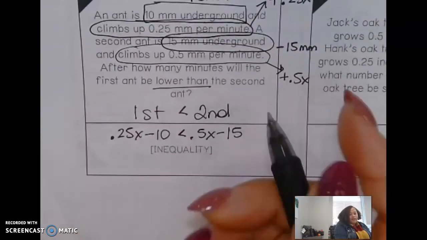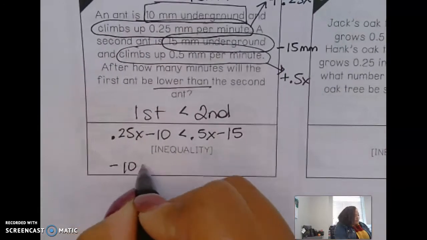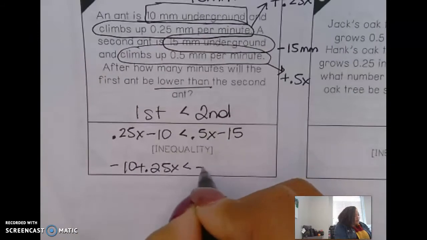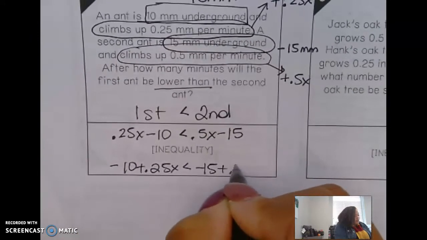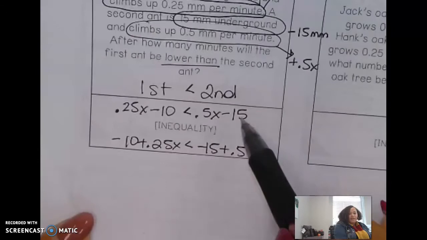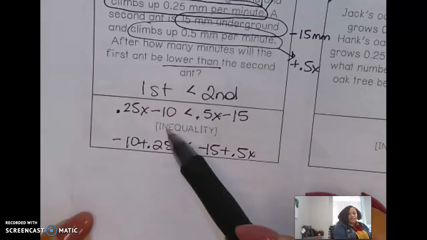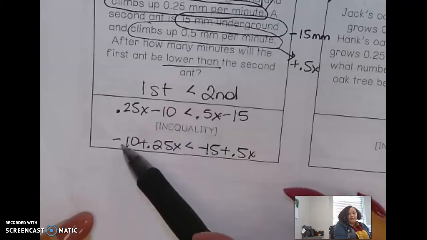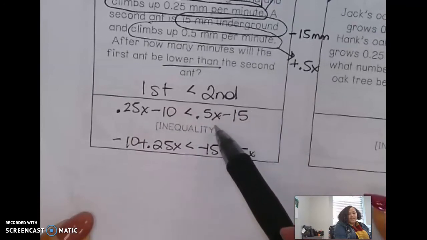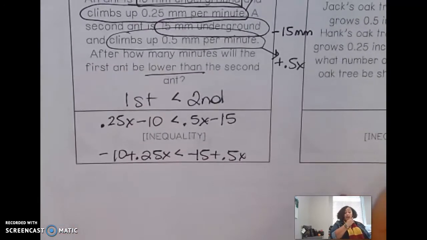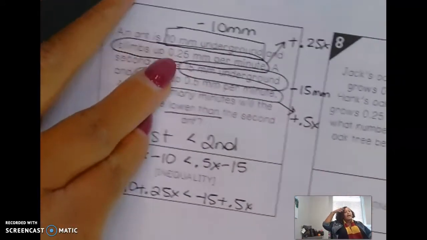This can also be written like this. -10 plus 0.25x is less than -15 plus 0.5x. Both times my 0.5x is positive, both times my 0.25x is positive, and my 10 is -10, and my 15 is -15. Okay? Watch your work there. Watch your sign. Number 8.